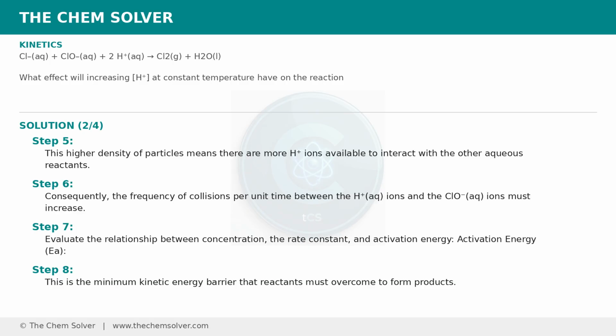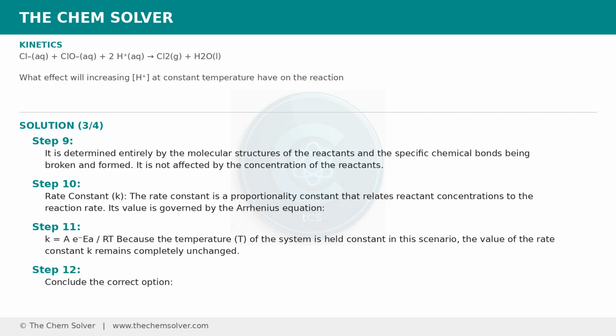Evaluate the relationship between concentration, the rate constant, and activation energy. Activation energy, Ea. This is the minimum kinetic energy barrier that reactants must overcome to form products. It is determined entirely by the molecular structures of the reactants and the specific chemical bonds being broken and formed. It is not affected by the concentration of the reactants.